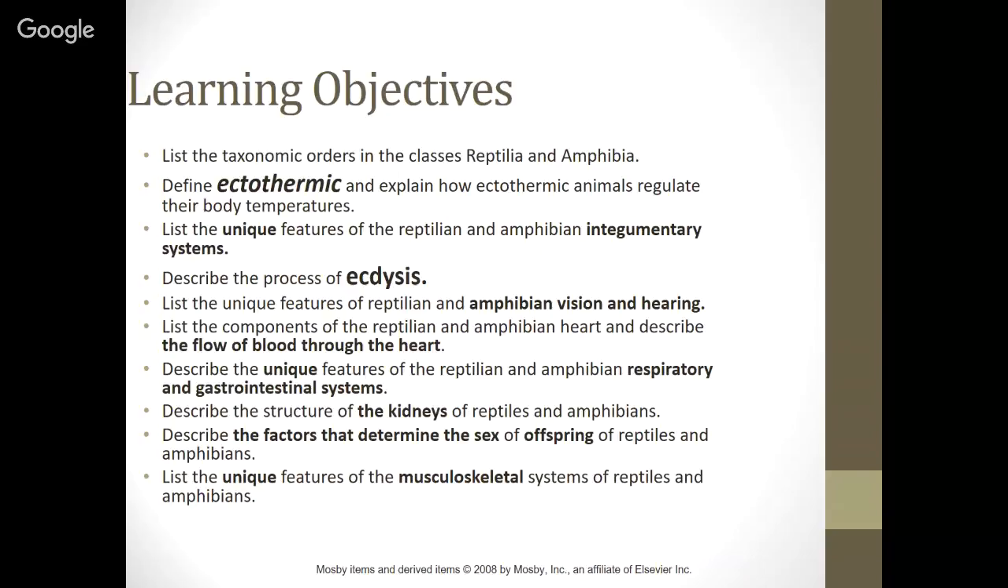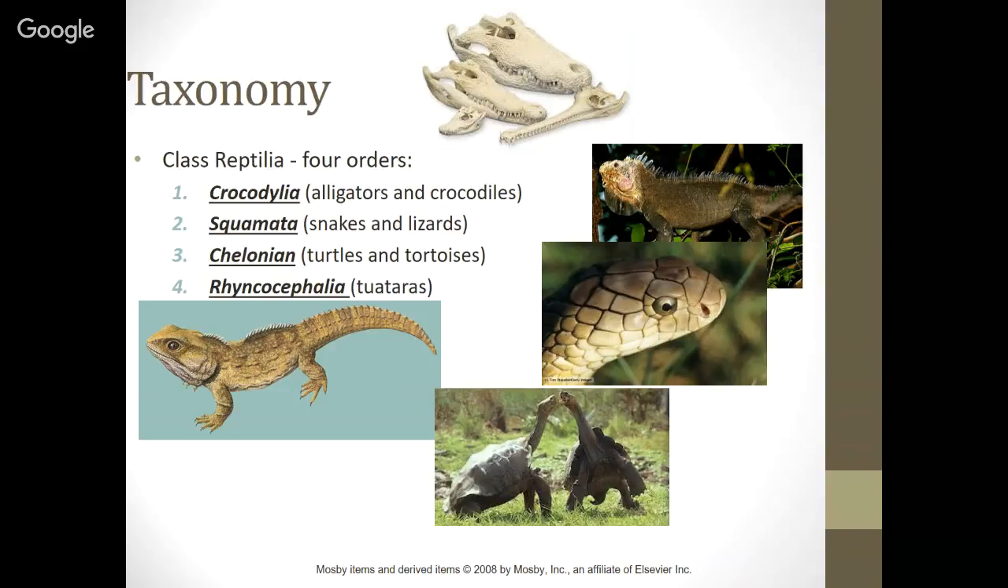List the unique features of reptilian and amphibian vision and hearing. We'll list the components of the reptilian and amphibian heart and describe the flow of blood through the heart. We'll describe the unique features of the reptilian and amphibian respiratory and gastrointestinal systems, describe the structure of the kidneys of reptiles and amphibians, and describe the factors that determine the sex of offspring of reptiles and amphibians. It's pretty cool. We're going to list the unique features of the musculoskeletal system of reptiles and amphibians as well.